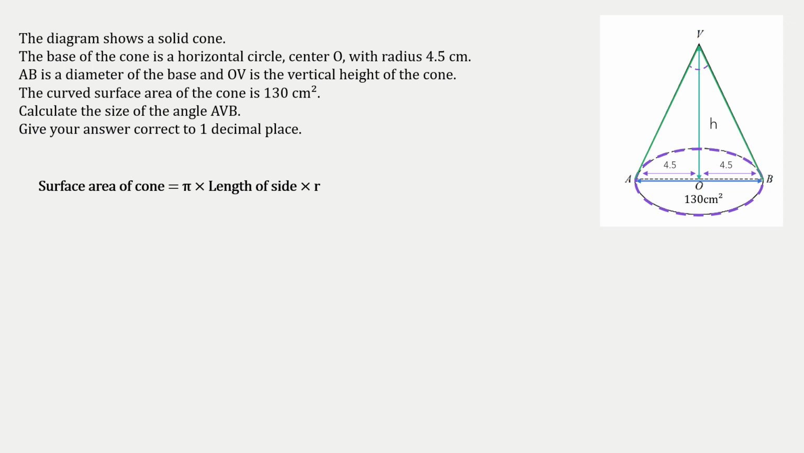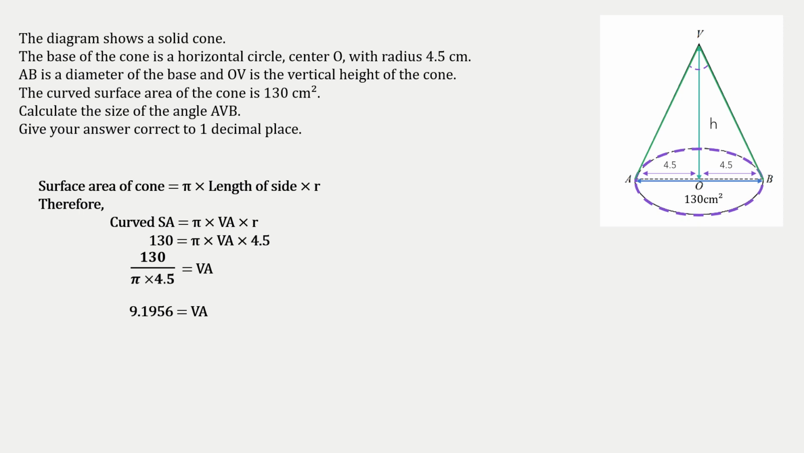The curved surface area is given as 130 and my radius is given as 4.5. So I'll substitute my values and start changing the sides. 130 divided by pi times 4.5 gives me VA, the slant length, and the answer is 9.1956. Now, whenever we are finding the angle of a right-angled triangle, we follow trigonometry.